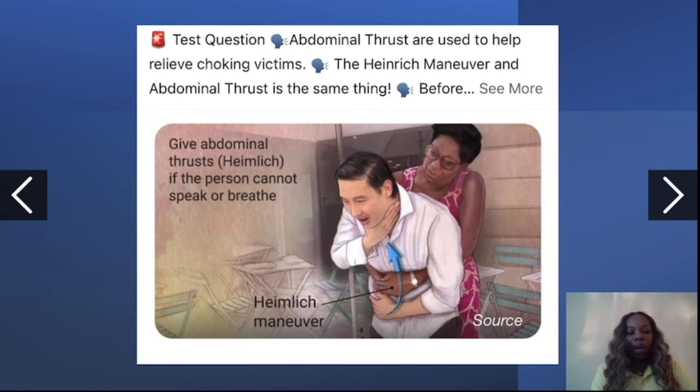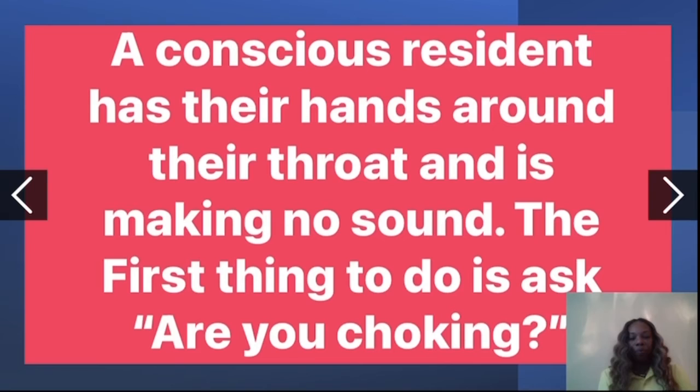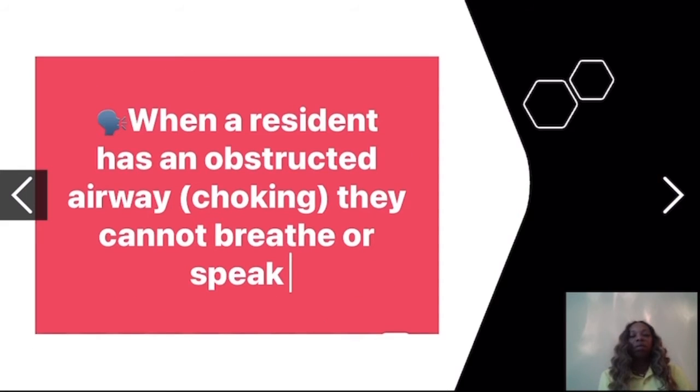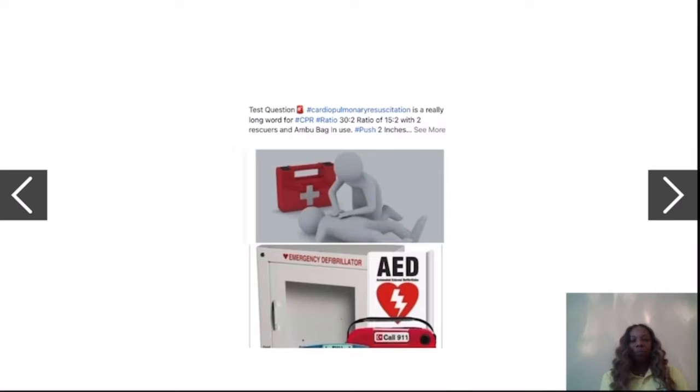Now we're going to talk about choking. If a conscious resident has their hands around their throat and is making no sound, the first thing to do is ask, are you choking? When a resident has an obstructed airway, they cannot breathe or speak.